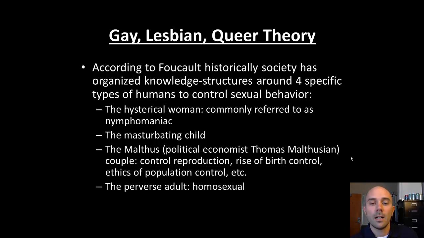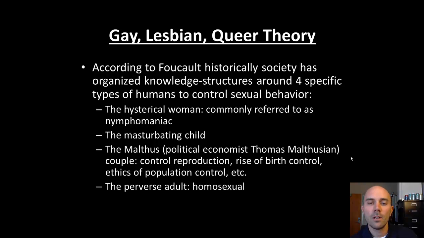The second would be the masturbating child. The third, the Malthusian couple, named after Thomas Malthus, a political economist, sort of a doomsday preacher, who was looking at society and saying that we don't have enough resources in the world, that eventually the population is going to overtake the world and we're going to be in a lot of trouble. There won't be enough resources for everyone. And we see him as somewhat of a prophet of sorts, coming before the time of birth control or the ethics of population control.